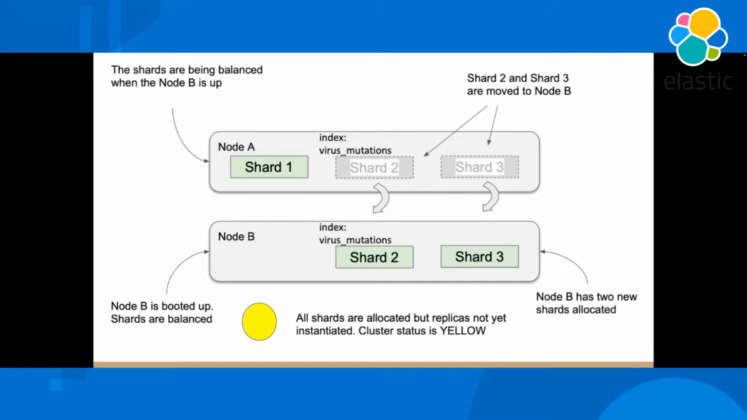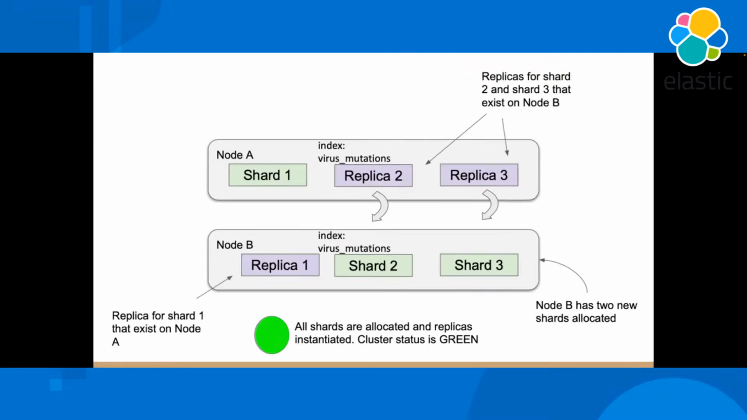It internally is going to say, oh, I got a new node, so I'm going to copy the indices of shard 2 and shard 3 onto this node B. So it certainly moved shard 2 and shard 3 onto the second node. However, the status is still yellow because there are no replicas yet. But look at this third one, or the next slide.